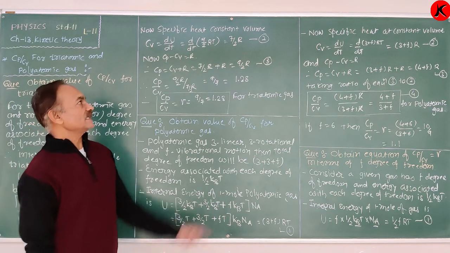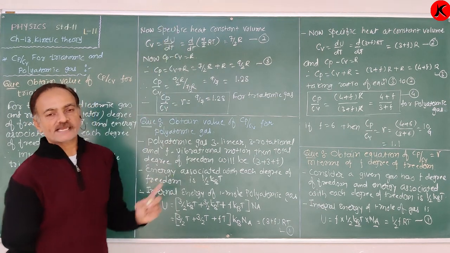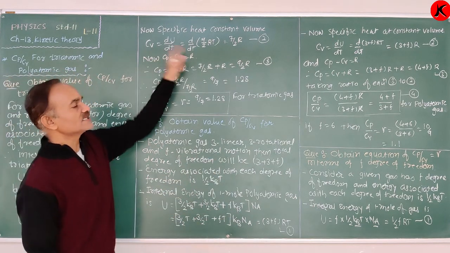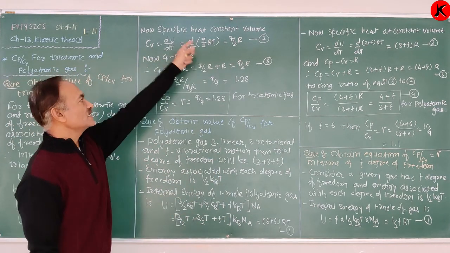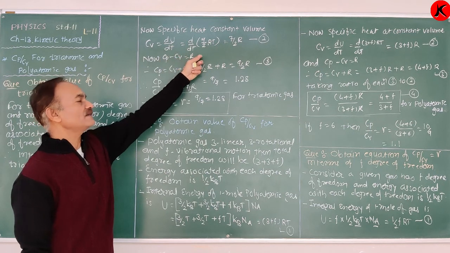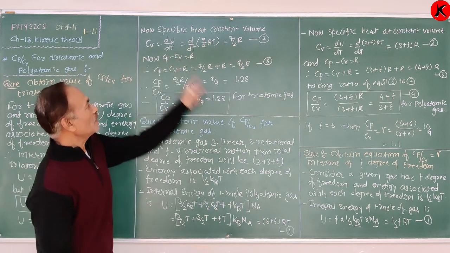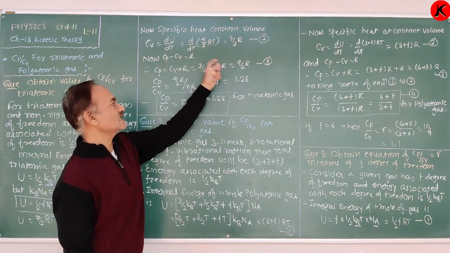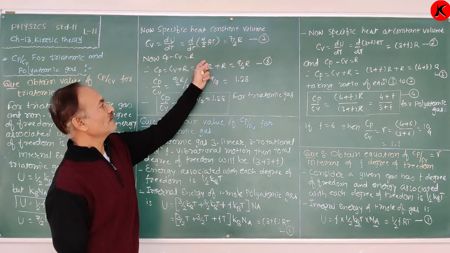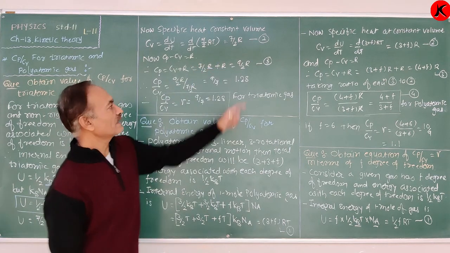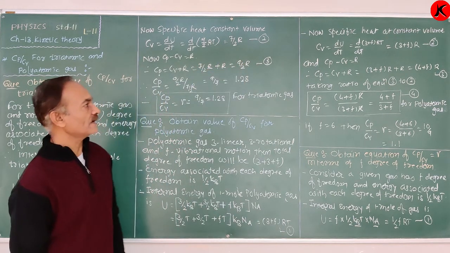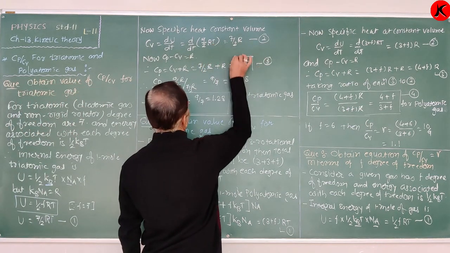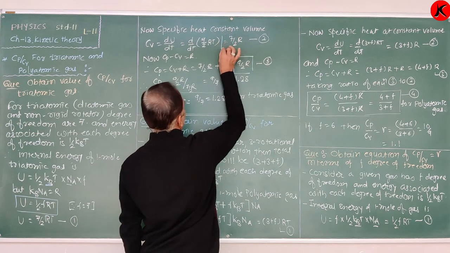Now we know the relation between the specific heat at constant volume and at constant pressure. Cp minus Cv is equal to R. From this equation, Cp is equal to Cv plus R. The value of Cv we already know, 7 by 2 into R, plus this R. So R is common, 7 by 2 plus 1, that means 9 by 2 into capital R. So that is the value of Cp.